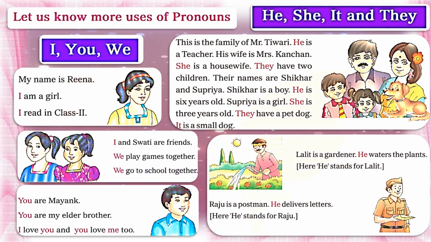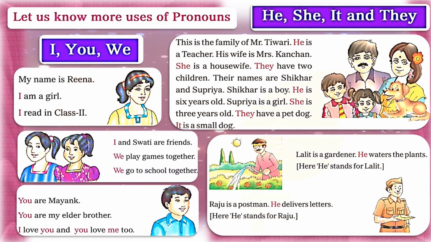Now Lalit is a gardener. He waters the plants. So here he stands for Lalit the gardener. And now Raju is a postman. He delivers letters. So here he stands for Raju the postman.